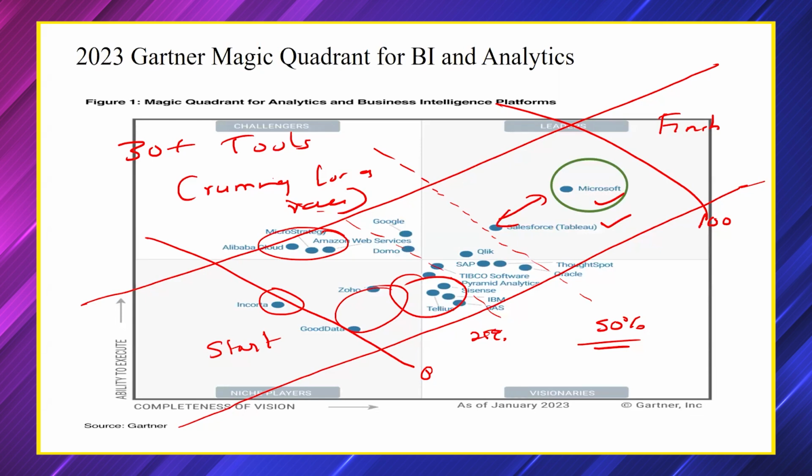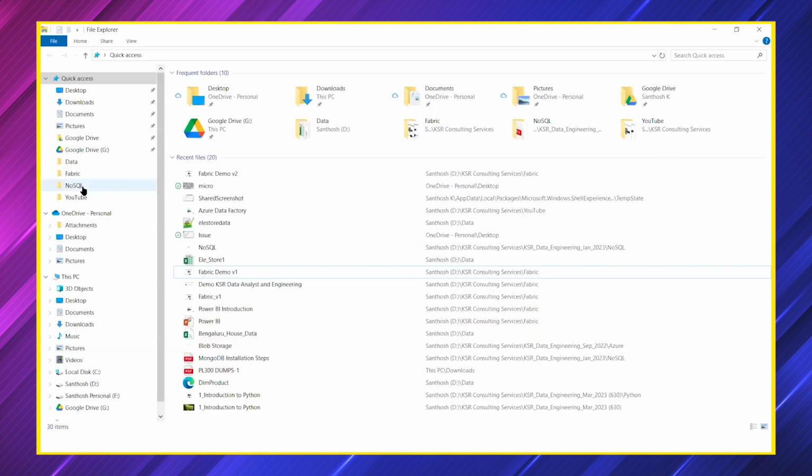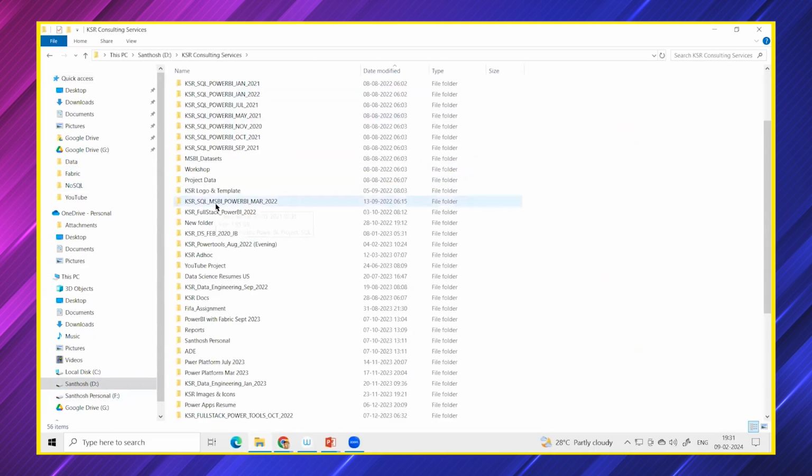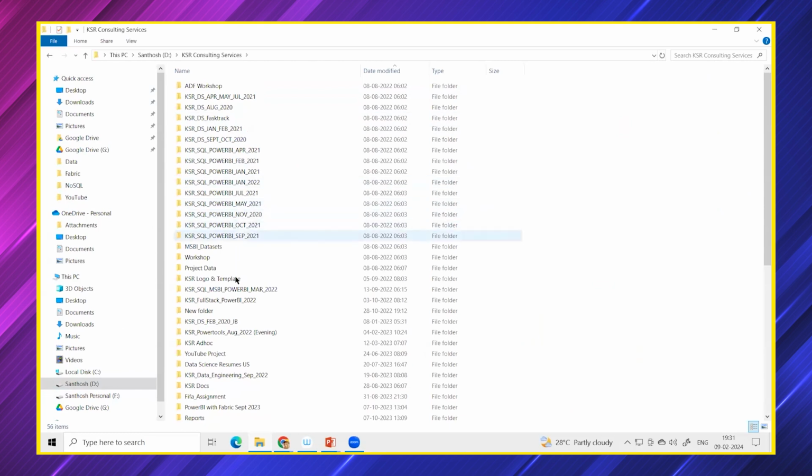This is the first reason, right? Actually, this is a report that was generated in 2023. For 2024, we are yet to get the report. So let me show you how it behaved in the last few years. Okay, let me show you that.